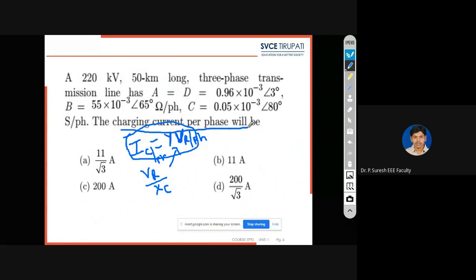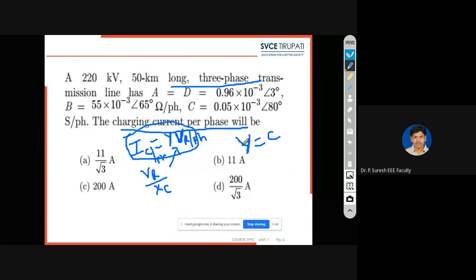Okay. So directly we know that it is a long transmission line. They given A, B, C, D. Now tell me, what is the Y value? How to calculate Y here? This is a long transmission line. So for a long transmission line, Y equal to C.